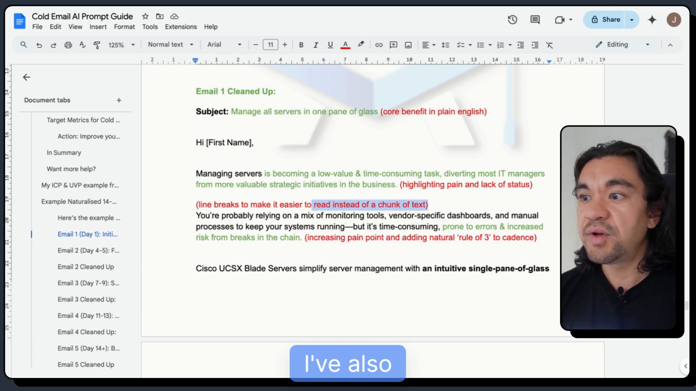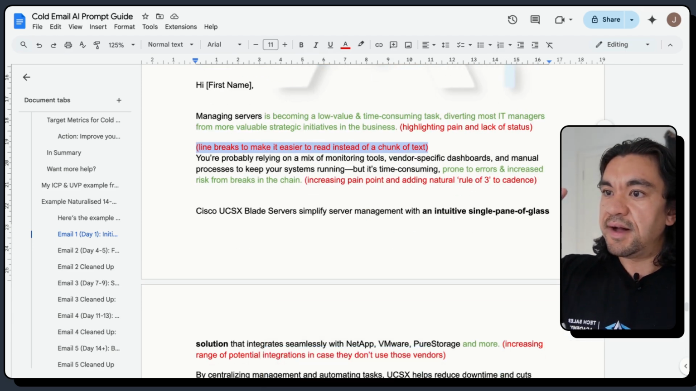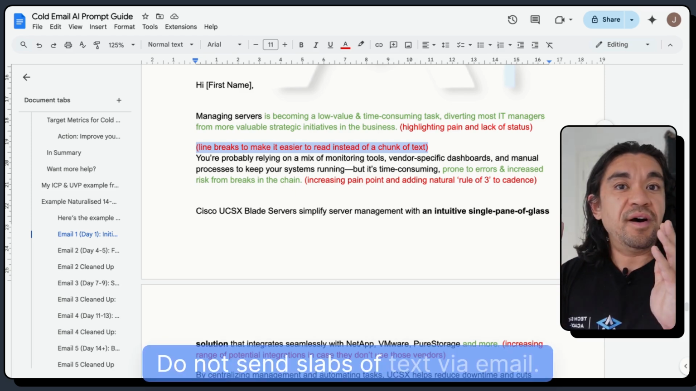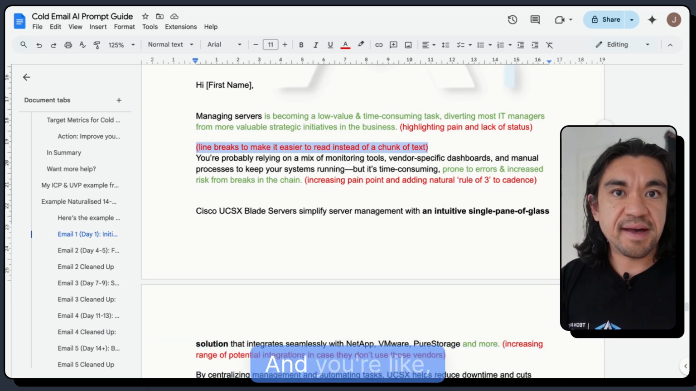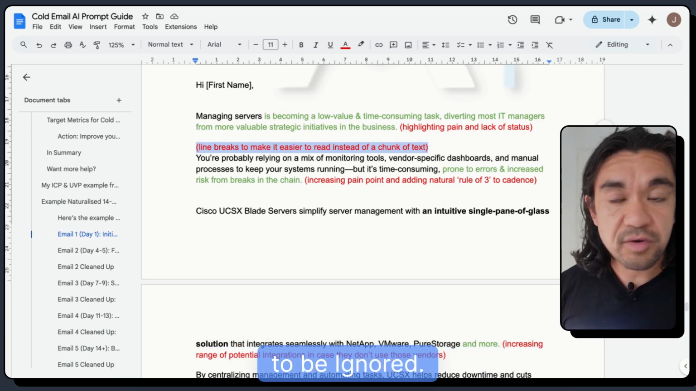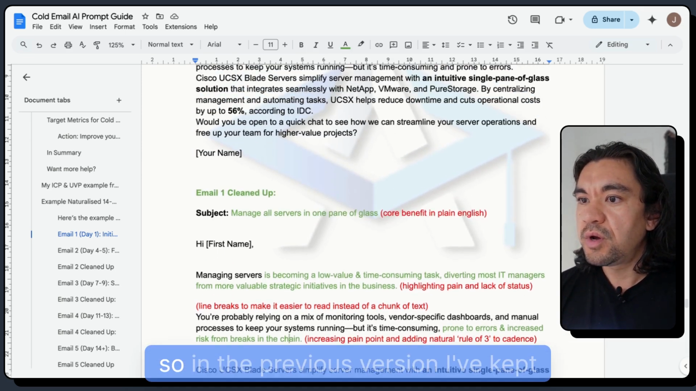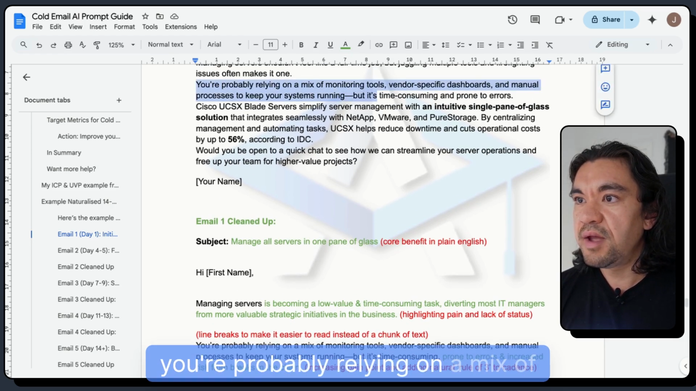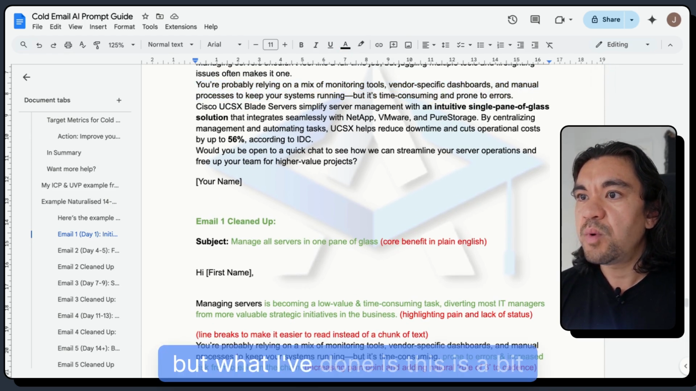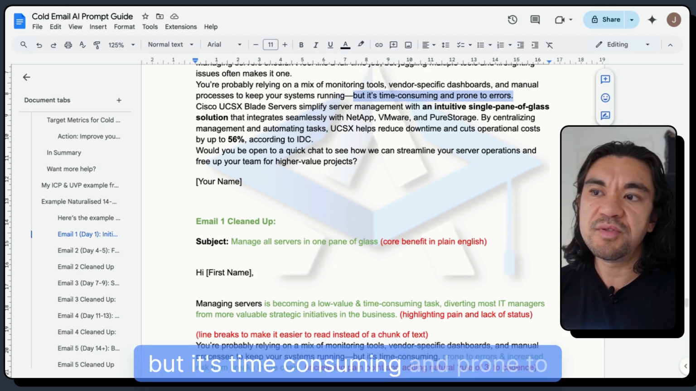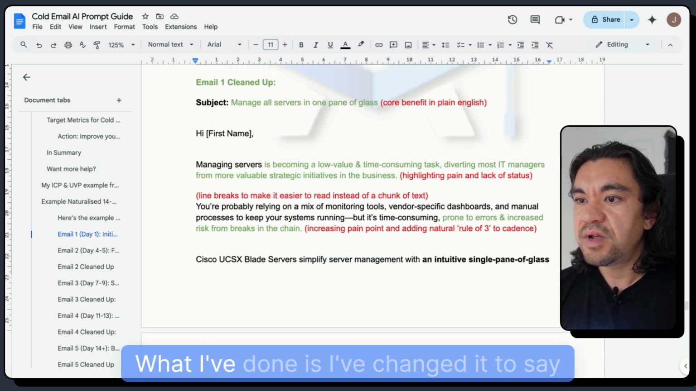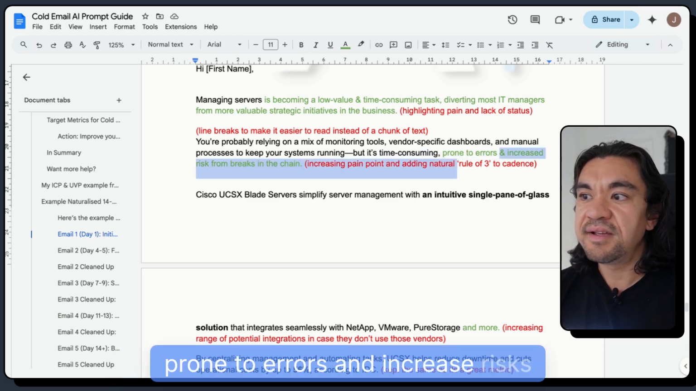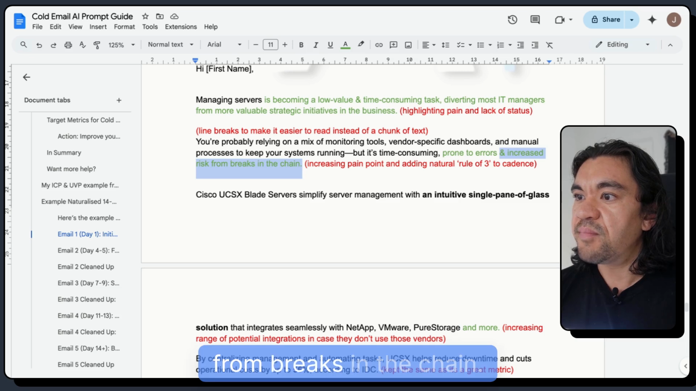Okay, I've also broken each sentence into a line break to make it easier to read. Do not send slabs of text via email. It just becomes TLDR and you're just like, I don't understand this, and it's going to be ignored. Okay, so in the previous version, I've kept most of the next line where it says you're probably relying on a mix of monitoring tools, etc. But what I've done is, this is a bit generic, but it's time consuming and prone to errors. And what I've done is I've changed it to say it is time consuming, prone to errors, and increased risks from breaks in the chain.